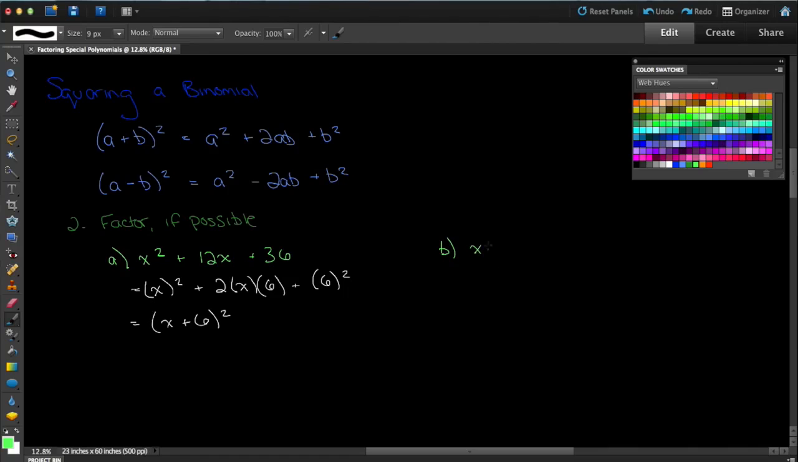B, x squared plus 18x plus 81. Again, we look for the square roots of x squared and 81, which are x and 9. And sub them into the formula, getting us the answer x plus 9 all squared.